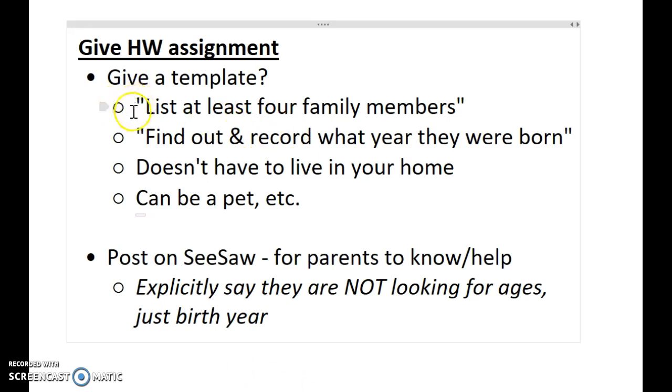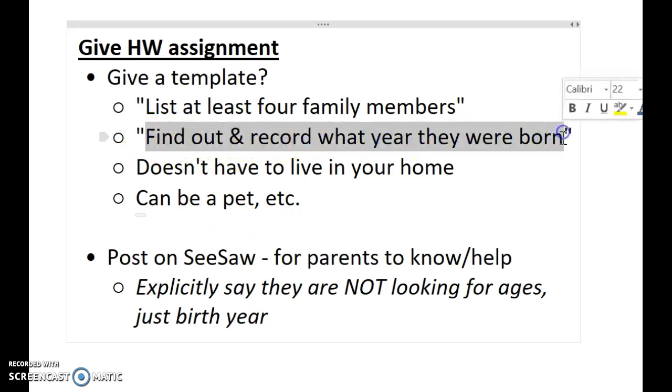So some things that this might say is list at least 4 family members. I just came up with at least 4. I don't know what you think would be appropriate. Maybe at least 3, but letting them know that it doesn't have to be someone who lives in their home. If they have a grandparent or a cousin somewhere, that they can use that person as well. Could also, if you want to make the rule that it can be a pet or that it can't be a pet, you might want to be explicit about that. And then the directions are find out and record what year they were born.